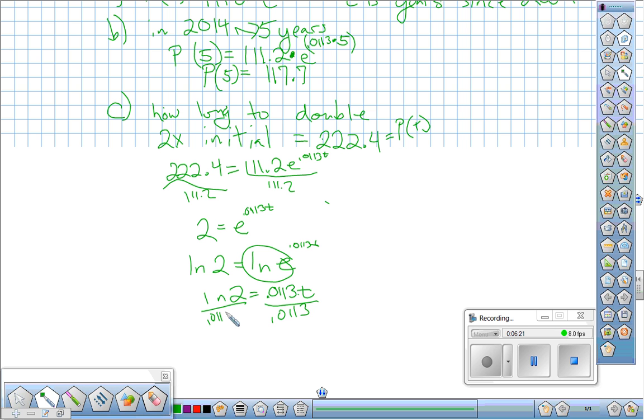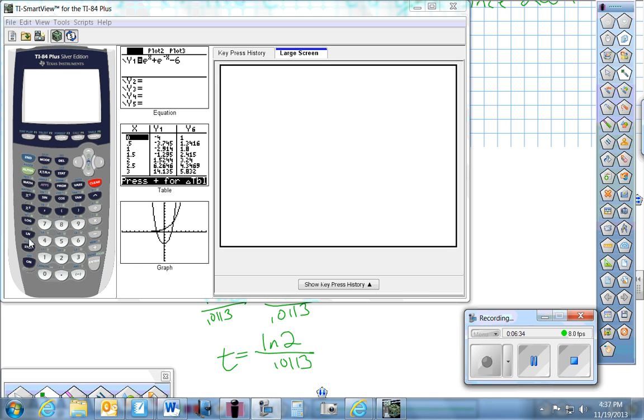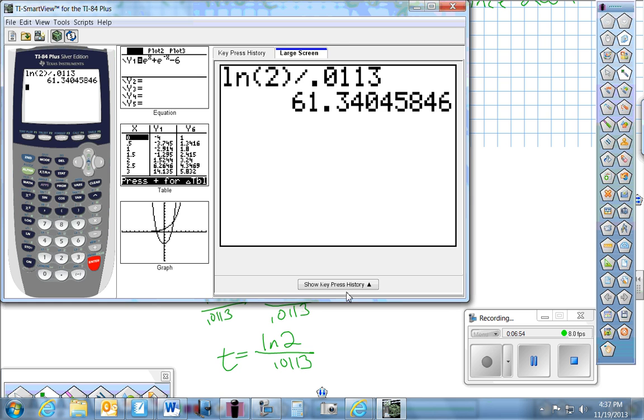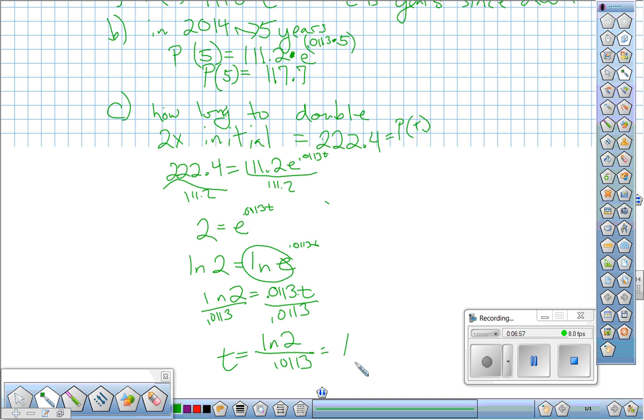And then whenever I get my calculator, I will do this division all at the same time. So I'll divide by the 0.0113. To figure out what t equals, I will just plug in the natural log of 2 and divide that by 0.0113. So I'm typing this into my calculator. I know somebody had problems typing stuff into the calculator. So when you type it in, make sure that, if I look right here, I actually put a parenthesis in after that natural log of 2. I'm going to press enter, and I should get 61.34.